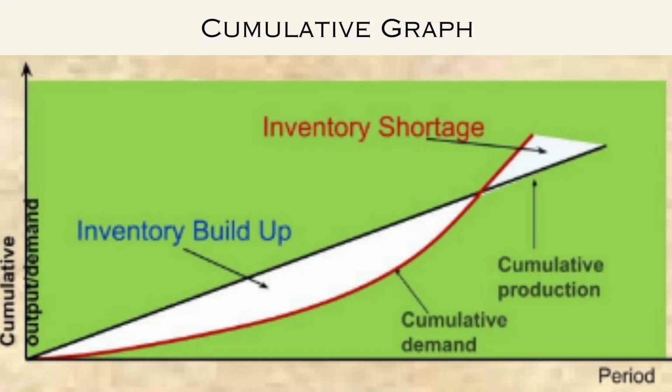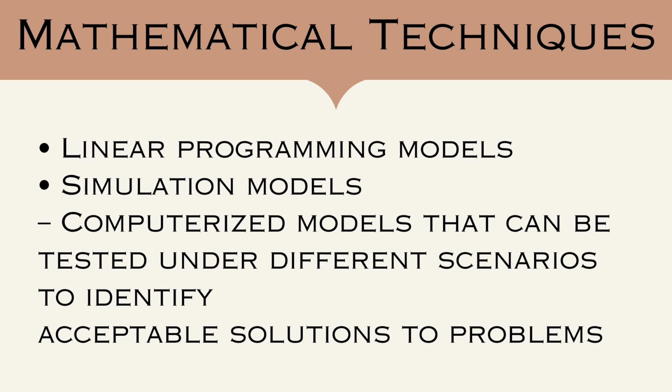The next is an example of a cumulative graph. As you can see, we have inventory build-up, inventory shortage, cumulative production, and cumulative demand. The next is the mathematical techniques.